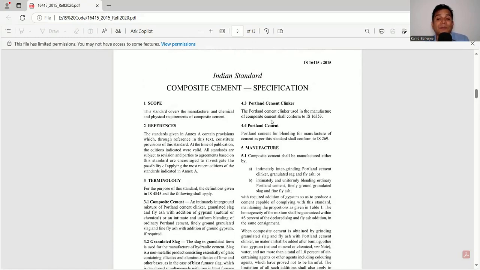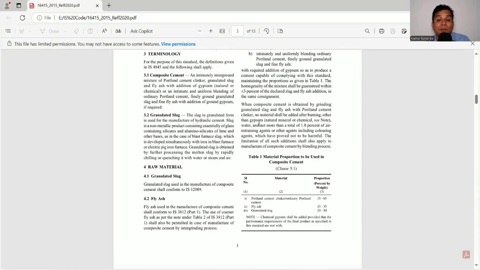Then Portland cement clinker, it is the main ingredient for cement production. The Portland cement clinker used in the manufacture of Portland cement shall conform to IS 16353. Then Portland cement for blending for manufacturing of cement as per this standard shall conform to IS 269. So Portland cement clinker, Portland cement, GGBS and fly ash.